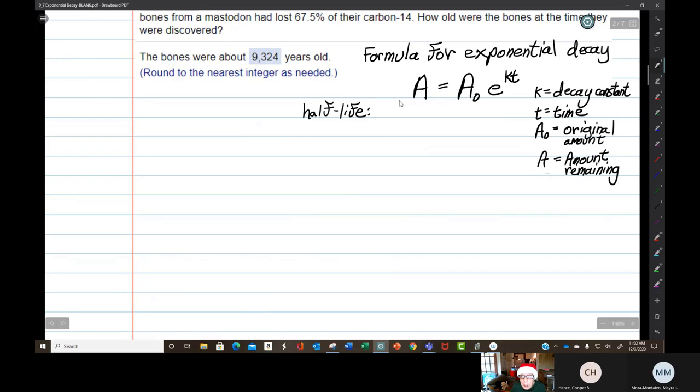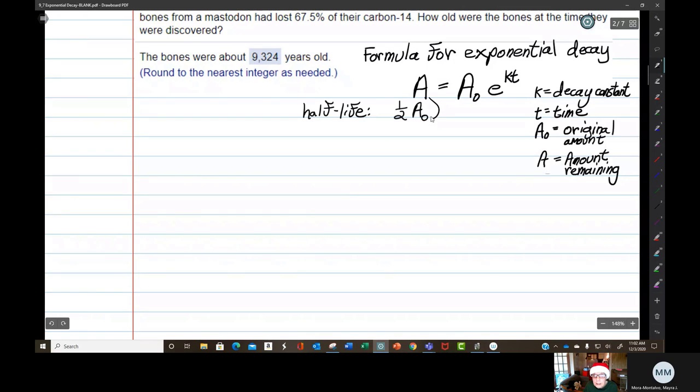Well, the half-life is when the remaining amount is half of what you started with. So that would be one half of the original amount. That's the amount you have over here. That's what half-life is. And that's what we're dealing with.